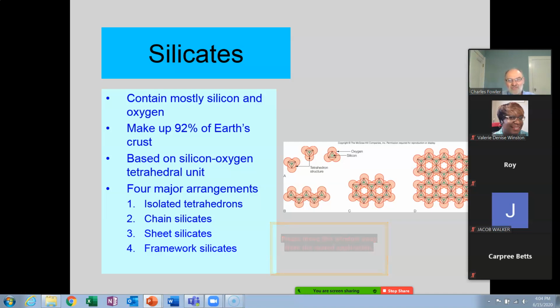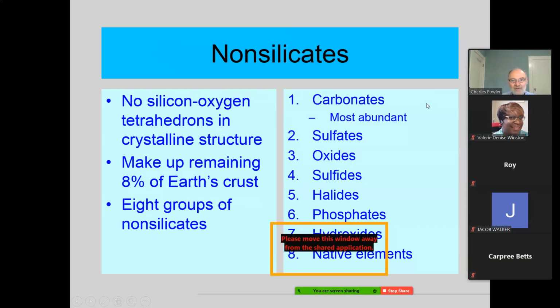The sheet silicates were slick. The framework silicates would be a little less so. All right. Again, I'm going to have to touch the slide to move on.